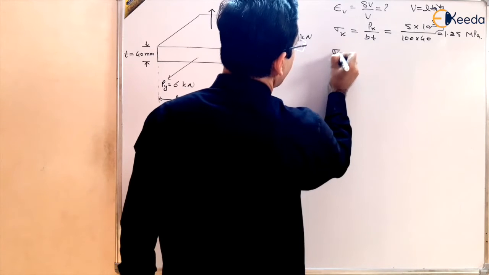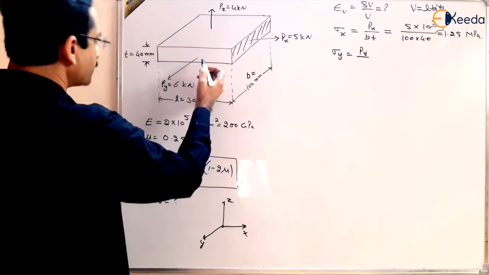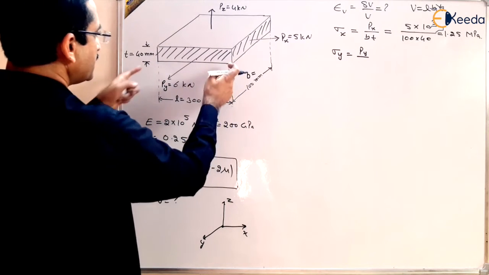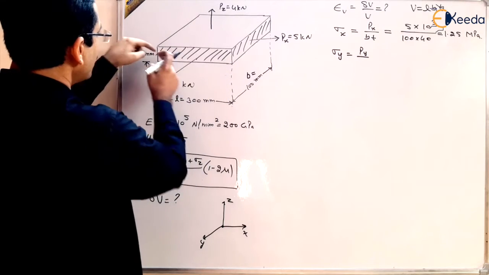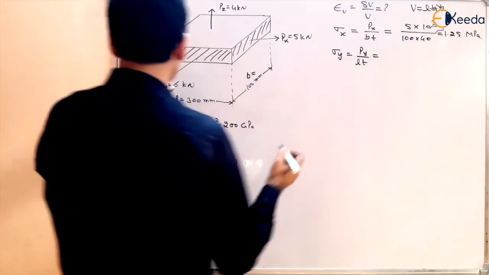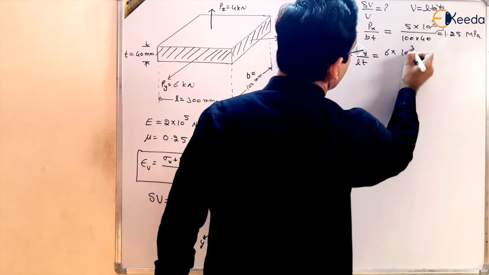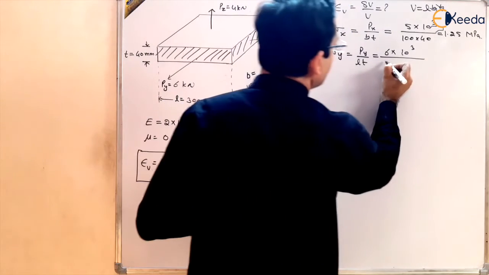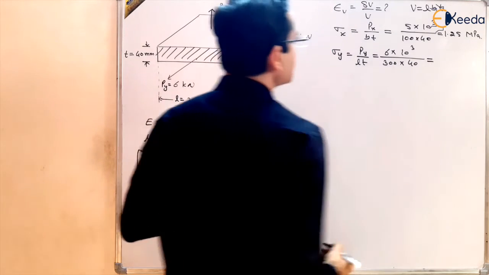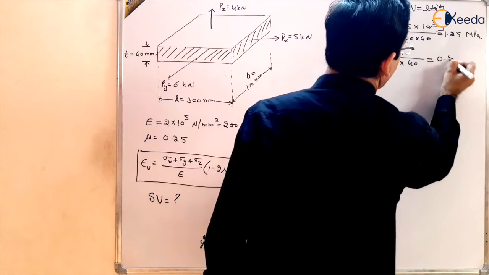Similarly, we can find out sigma y, that is equal to force in y direction divided by area. This is our y direction. The area is length multiplied by thickness, L into T. So this will be equal to Py, which is 6 kilonewton. So 6 multiplied by 1000 divided by length 300 multiplied by T, which is 40. So you will get the stress in megapascal. So sigma y will be equal to 0.5 megapascal.